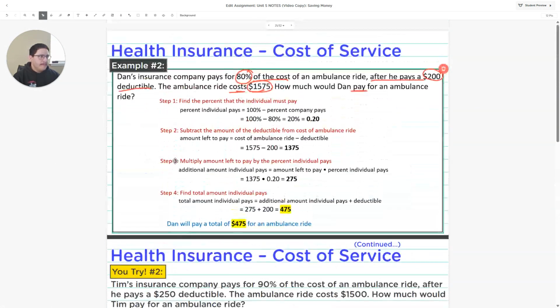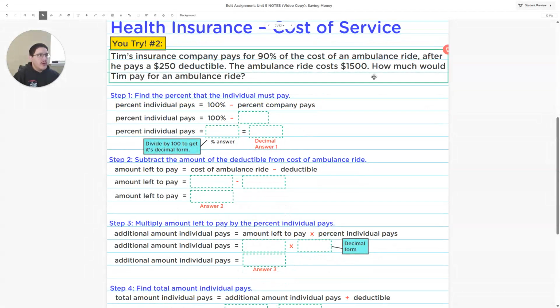Just to reiterate, we found what Dan had to pay in percentage. We had to find, after the deductible, what the ambulance ride cost, calculate Dan's portion, and then to find what Dan had to pay in total, take Dan's portion, add the deductible, and there we go. There's our total. Now, you try number 2.